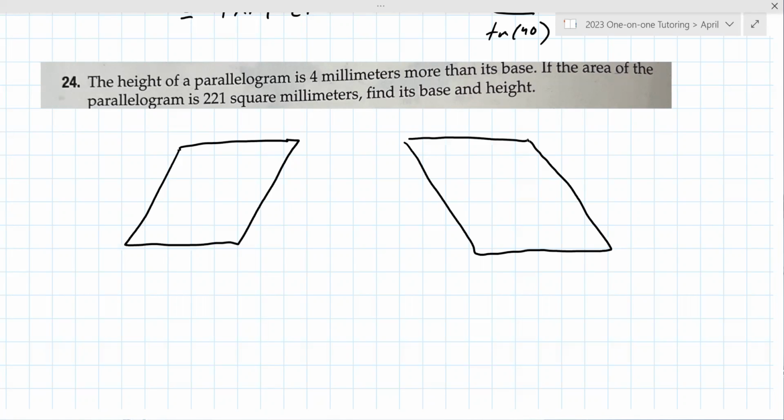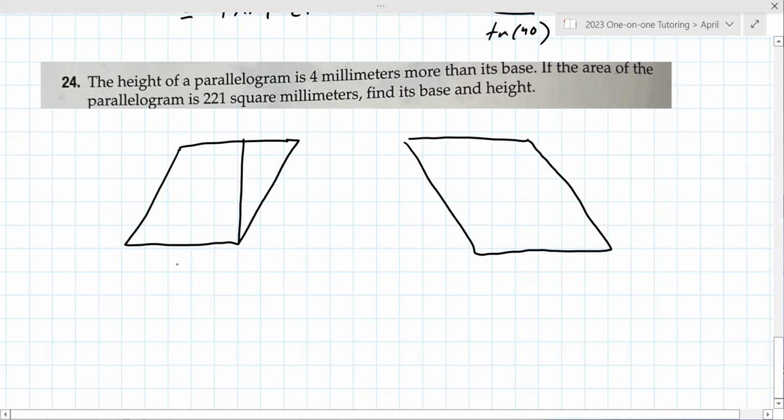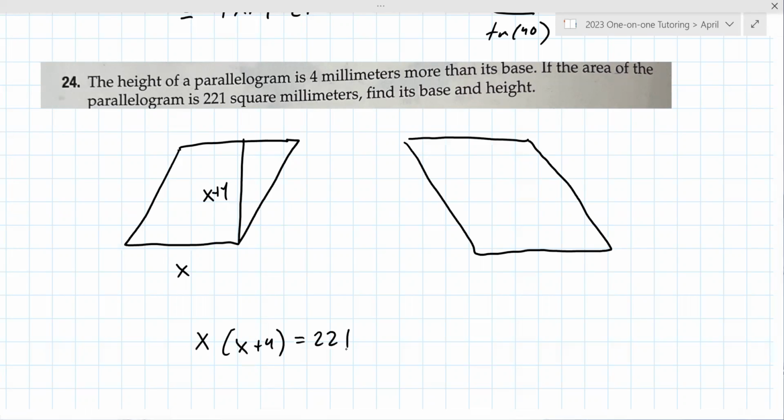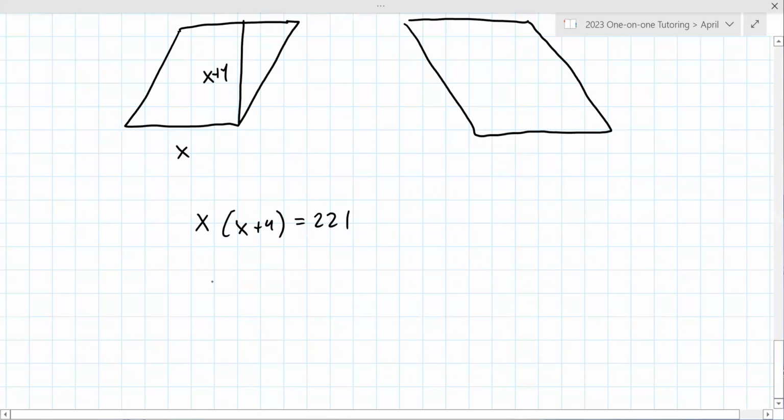Okay, so what I did is I put the base of the parallelogram as x, and then for the height, I did x plus 4. Good. And then the whole thing is 221, right? Yeah. Good. So it's base times height equals 221. So to solve this, we have some options here. You will be distributing x, and then you move the 221 left.